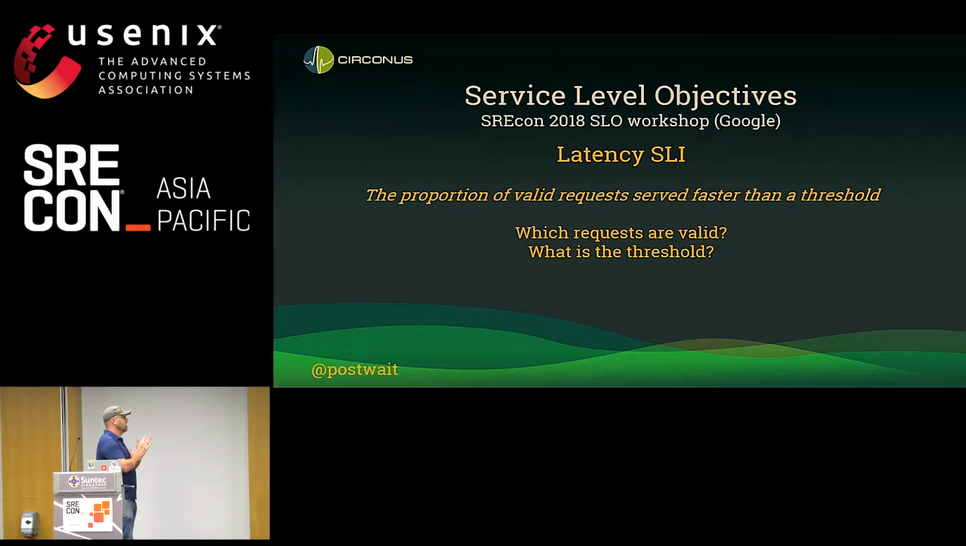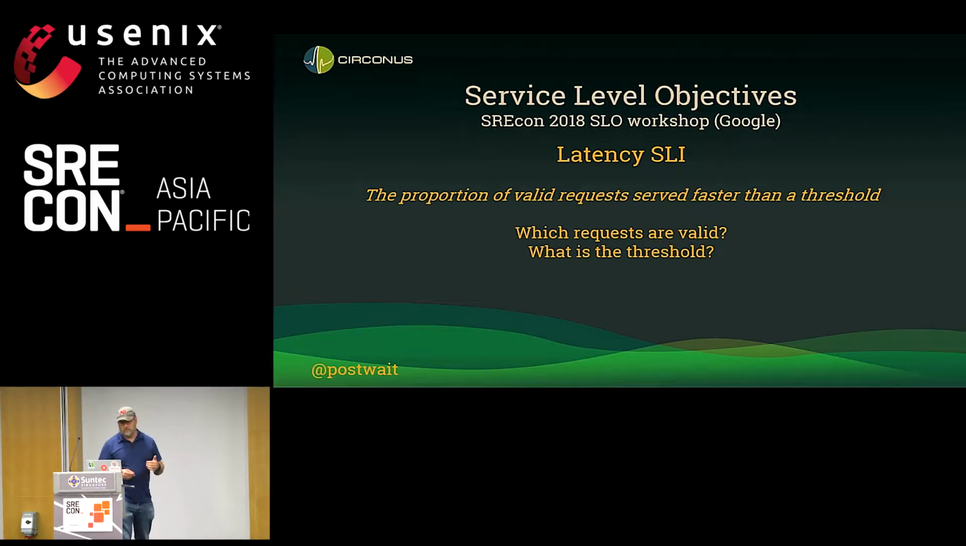So we're here to talk about service level objectives. I think there's a lot of confusion on what a service level indicator versus a service level objective are. I'm going to conflate the two terms because from a mathematics perspective, you need to take both of them together. But from a latency SLI perspective, it's the proportion of valid requests served faster than a threshold.